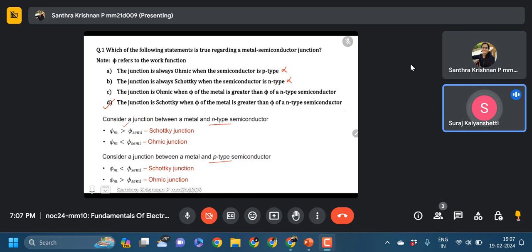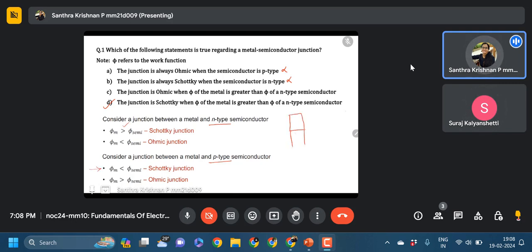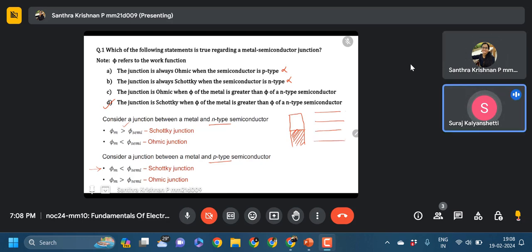Here holes are transacting and there electrons are transacting. But I wanted to imagine how a Schottky junction would look for a p-type semiconductor. The electrons are higher in the metal. In the p-type semiconductor it's the holes, right? Suppose this is the case. Your metal will be something like this, and here is the Fermi level of the metal. Your semiconductor will be like this, with the valence band here and the Fermi level somewhere there.